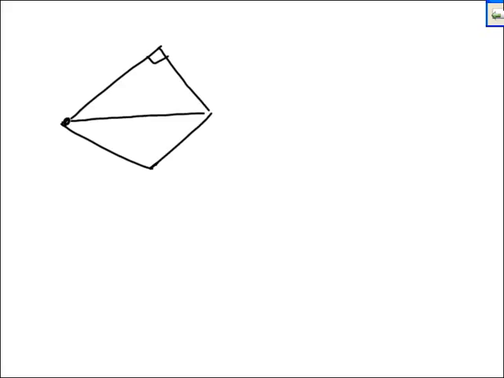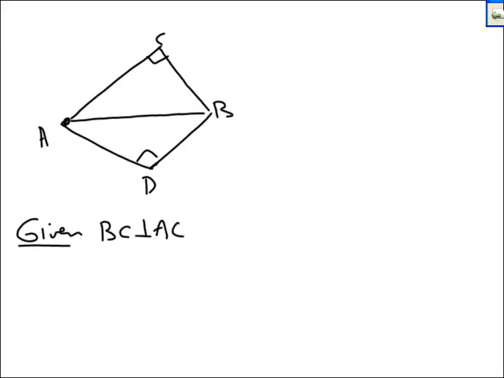Okay. These are right angles. A, B, C, and D. And let's see what we're going to be given. What do we need to be given? BC and AC are perpendicular, and BD and AD are perpendicular. That's what makes these right angles.